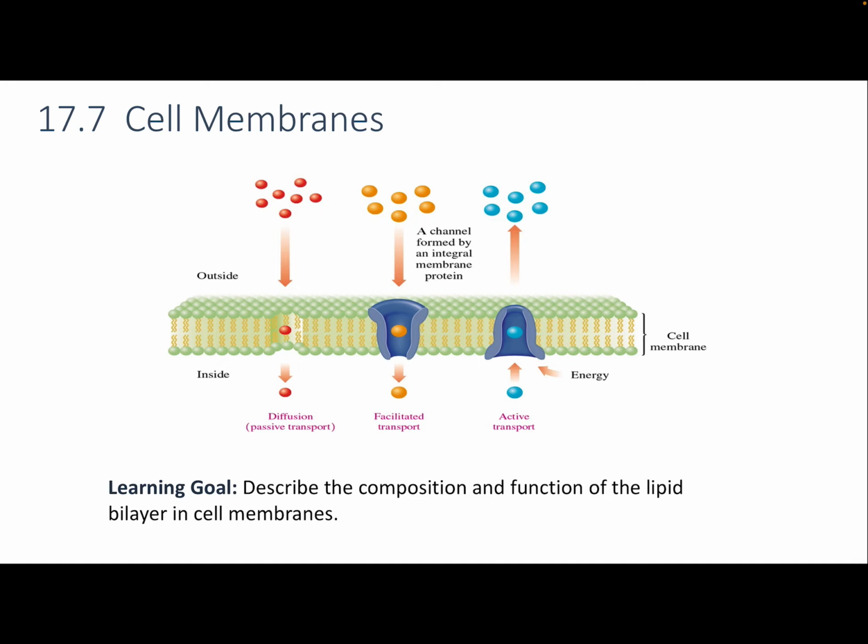All right. Last topic, really. This is our cell membranes. So here we want to talk about how substances are transported across the cell membrane. There's going to be a few different ways. We'll talk about diffusion, facilitated transport, and active transport. And the goal here: describe composition and function of this lipid bilayer.